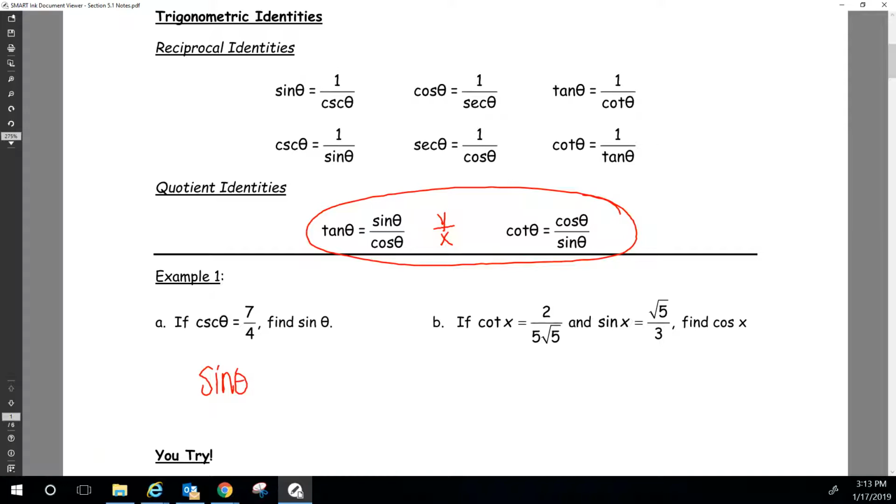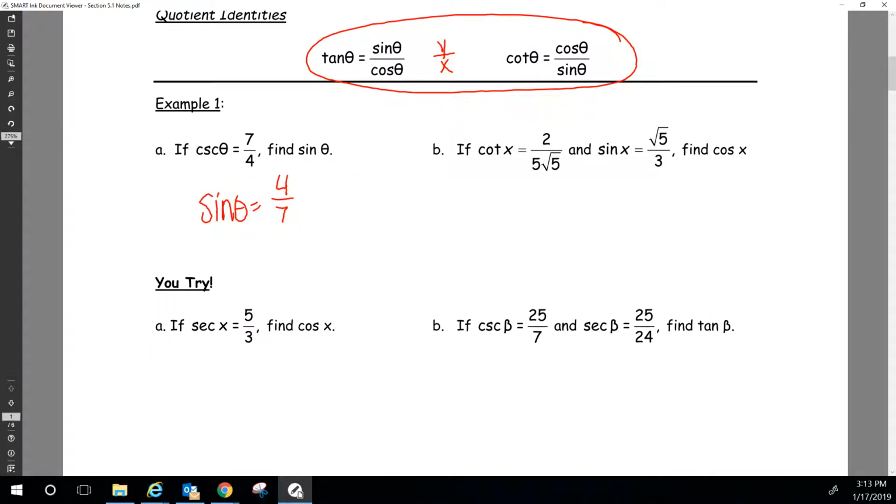All right, so looking at example number 1, if cosecant theta is 7 over 4, sine theta is going to be the reciprocal of that because sine theta is the reciprocal of cosecant theta. So I'm going to take my fraction, I'm going to flip it and make it 4/7. Same thing for this view trig here. If secant theta is 5/3, then cosine theta, or cosine x in this case, is the reciprocal, which is 3/5. So those are fairly straightforward. The B ones are a little bit more challenging.